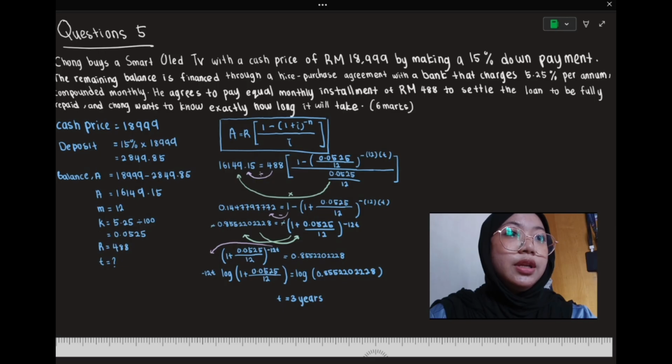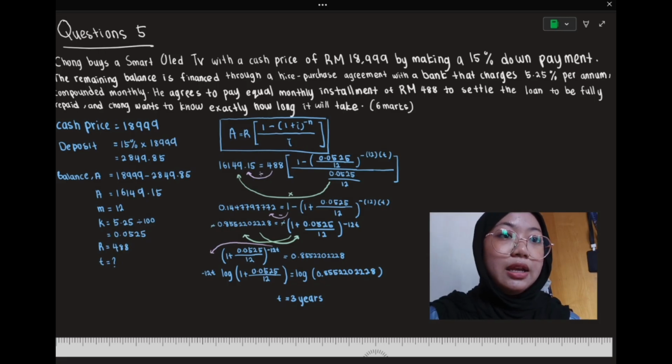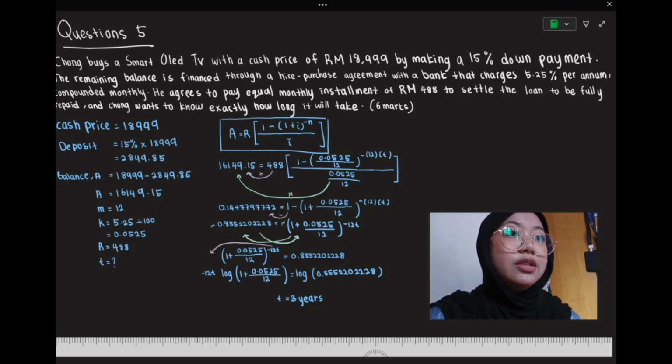In this question, you can use the formula A equals R, bracket 1 minus bracket 1 plus i, bracket to the power of negative n, divided by i, bracket. After you fill in the formula with the information that you just listed, you divide 60,149 ringgit 50 cents by 488 ringgit and then multiply it by 0.0525 divided by 12. After you get the answer, you subtract it from 1. Then you will get negative 0.855220228 equals negative bracket 1 plus 0.0525 divided by 12 bracket to the power of negative 12t.